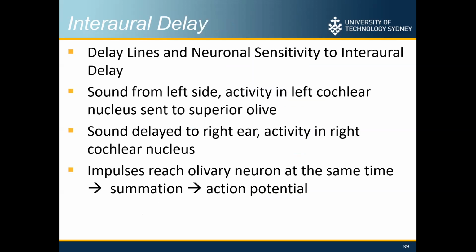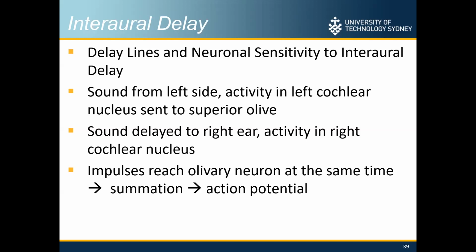Now, looking at the process of how interaural time delay is processed in the brain. Taking the example where the sound travels from the left side of your environment, you would imagine that the sound will reach your left ear first. From here, signals will travel through the left cochlear nucleus, and this is relayed to the superior olive. The delayed signal in the right ear will also travel through the right cochlear nucleus and is propagated to the superior olive.